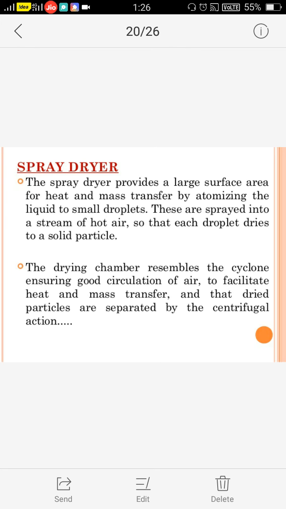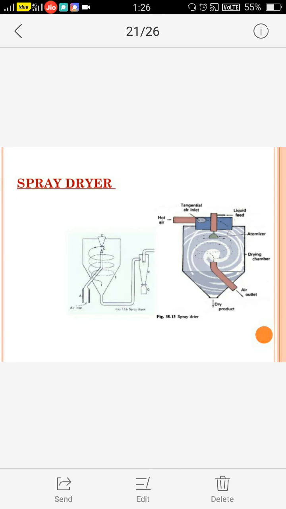The drying chamber resembles a cyclone, ensuring good circulation of air to facilitate heat and mass transfer, and the dried particles are separated by centrifugal action. So the spray dryer consists of air inlet, liquid feed inlet, atomizer, drying chamber, air outlet, and dry product outlet.